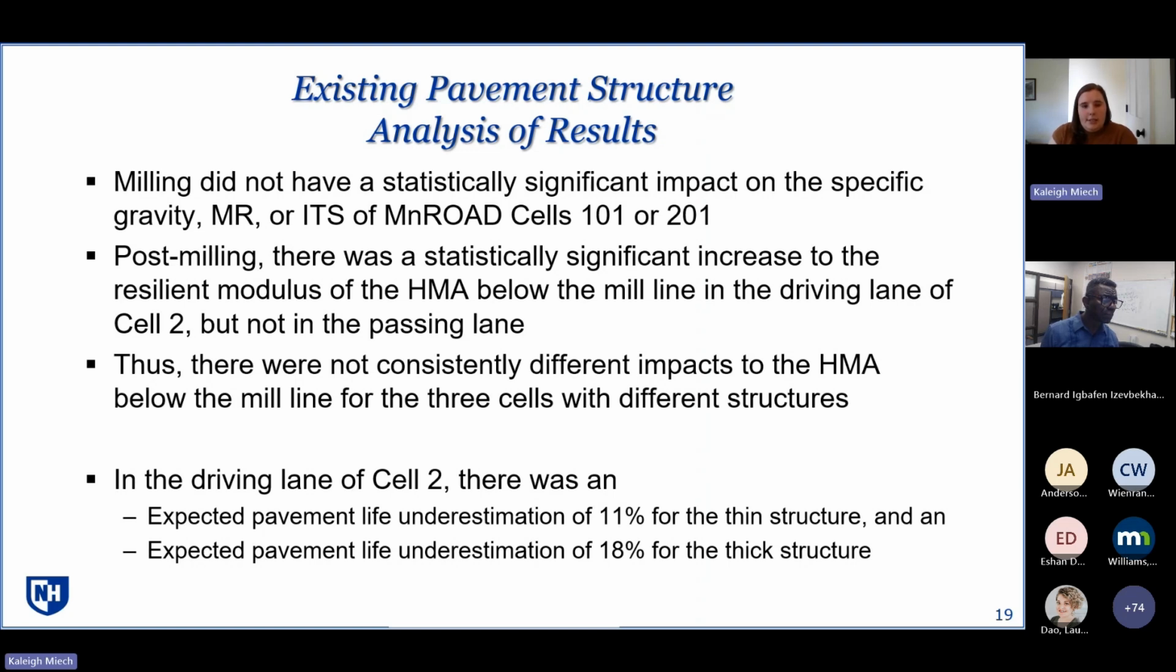Because there was a statistically significant difference in the resilient modulus of the HMA in cell 2, we conducted the pavement life analysis for the cell. We found that in the driving lane of cell 2, assuming the thinner pavement structure, due to milling, there was an expected pavement life underestimation of 11%, and in the thick structure of 18%.